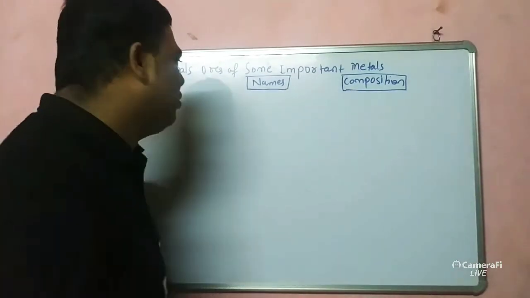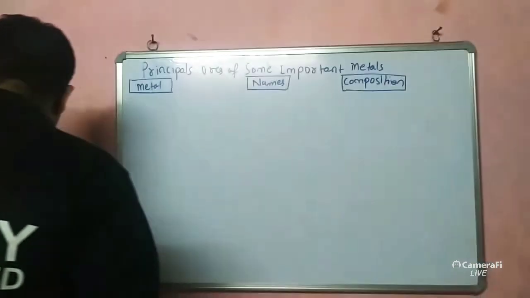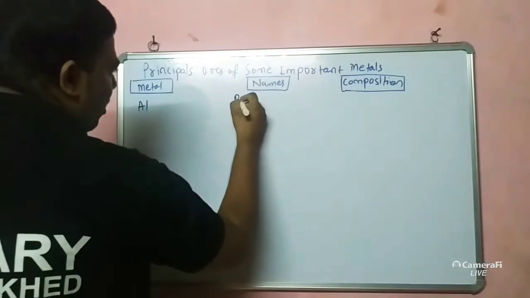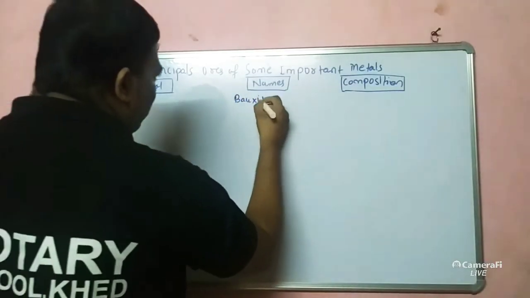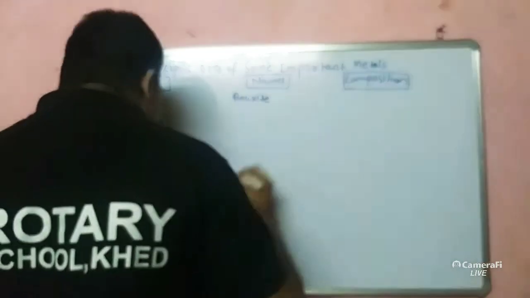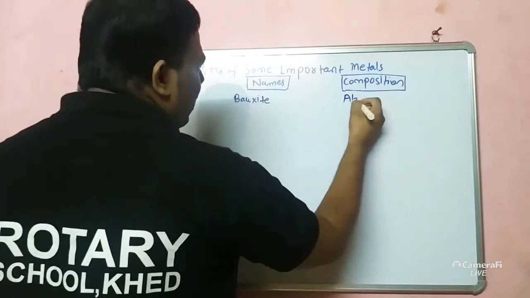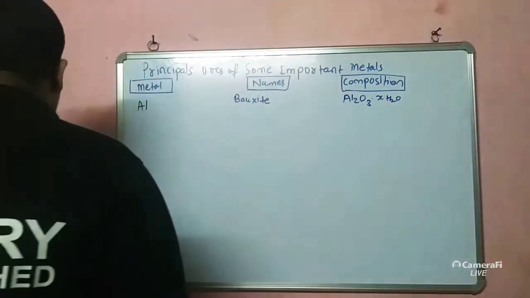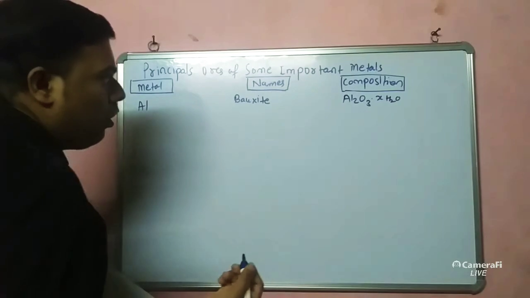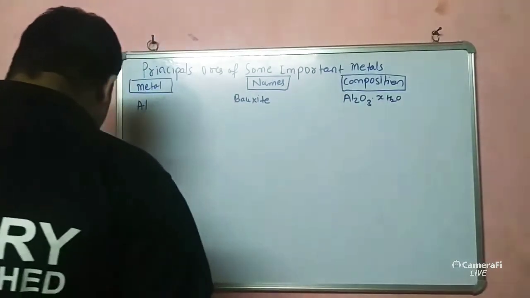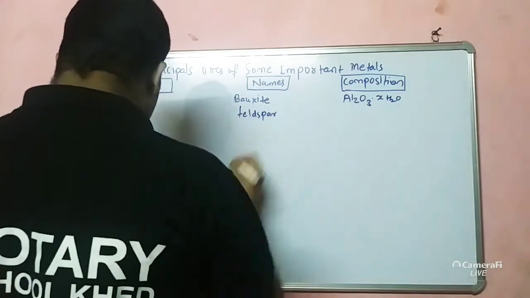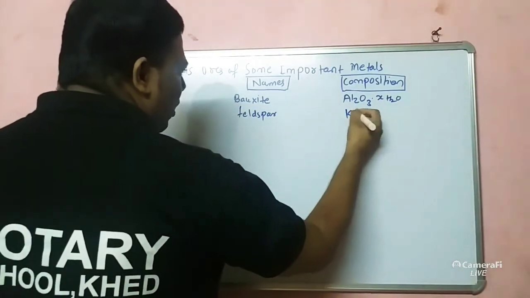So pay attention. See here, metal we will discuss first. Suppose you are discussing aluminum. Yes, aluminum ore is bauxite. I hope you know this. What will be the formula? Al2O3.xH2O. Okay. Now another ore of aluminum, that is feldspar.